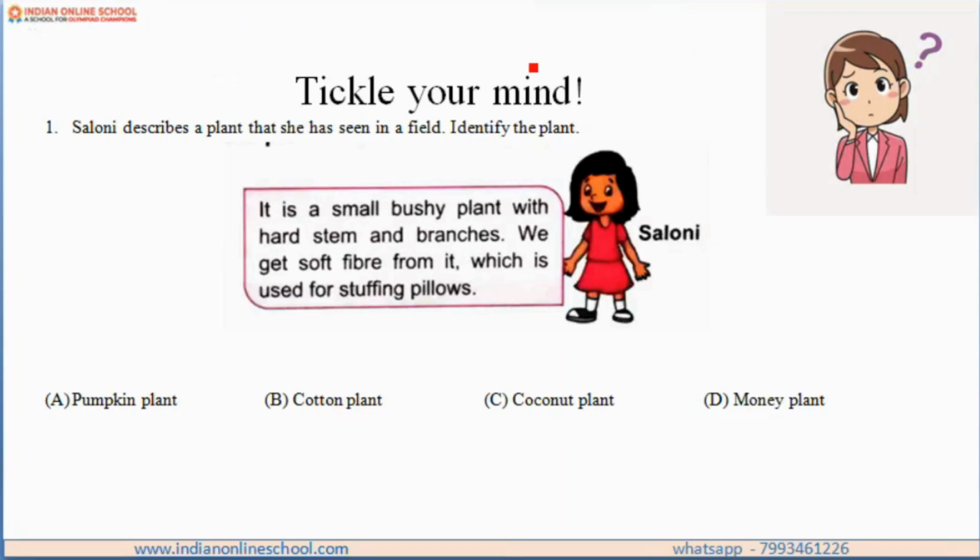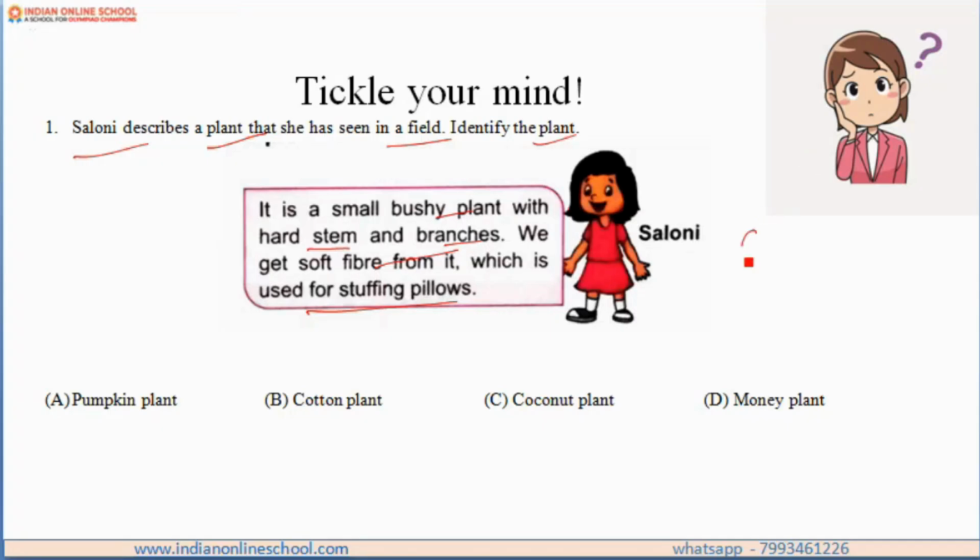Now there is a question for you. Saloni describes a plant that she has seen in a field. Identify the plant. She says it is a small bushy plant with hard stem and branches. We get soft fiber from it, which is used for stuffing pillows. So which fiber is used to stuff the pillows? Think and answer.